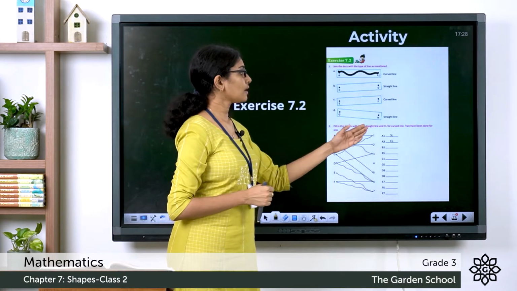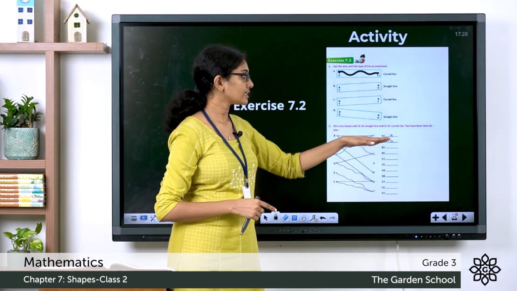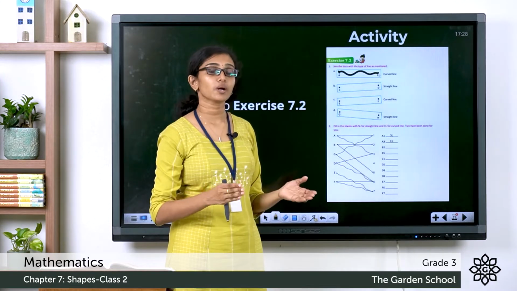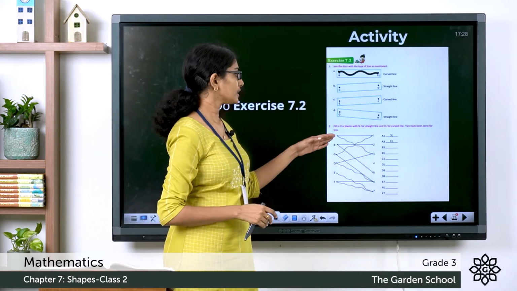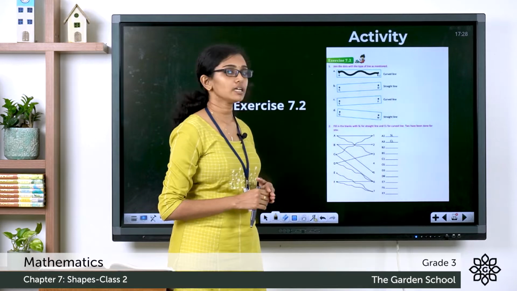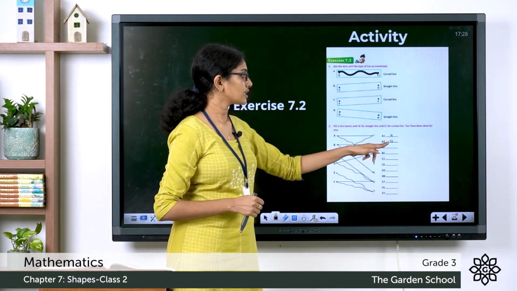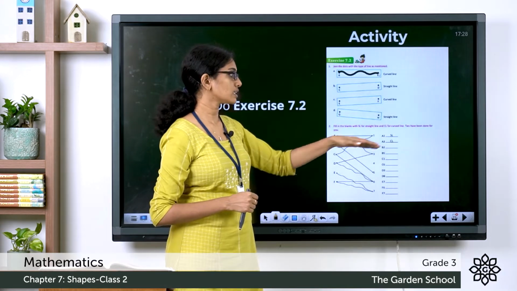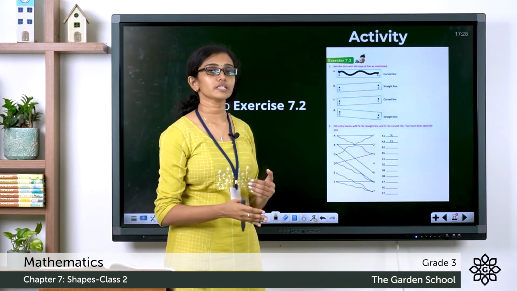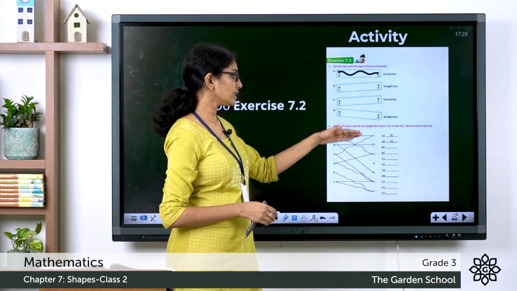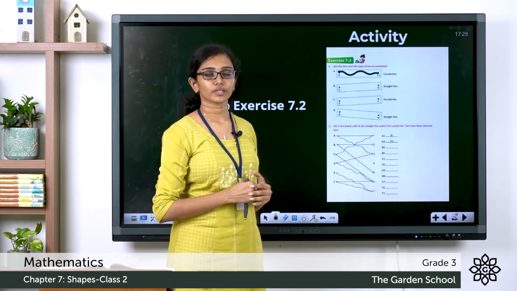So the line A1 is a straight line, and there they have written SL, which represents straight line. And the points A and 3 are connected by a curved line. So the line A3 is a curved line, and there it is written CL to represent it's a curved line. So similarly, you can complete the rest of the questions.